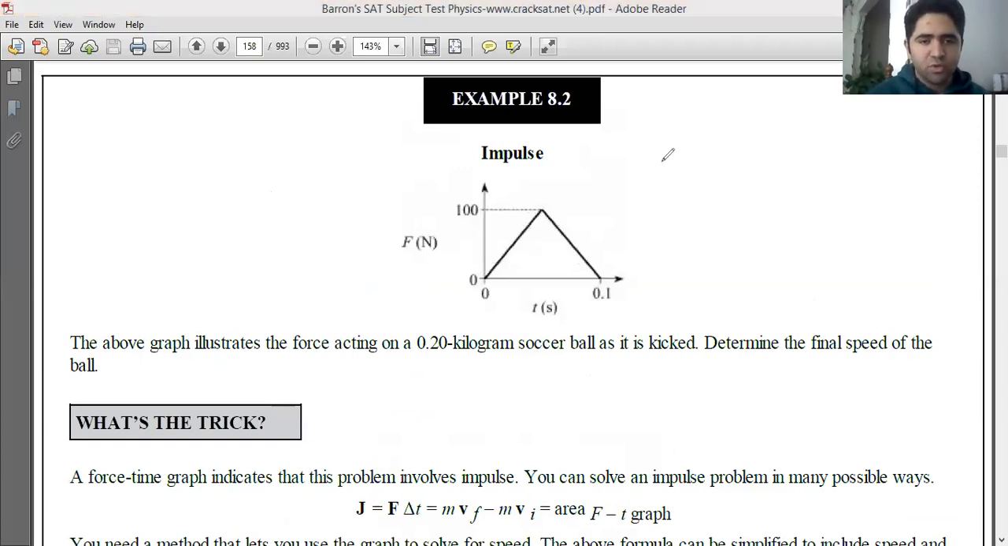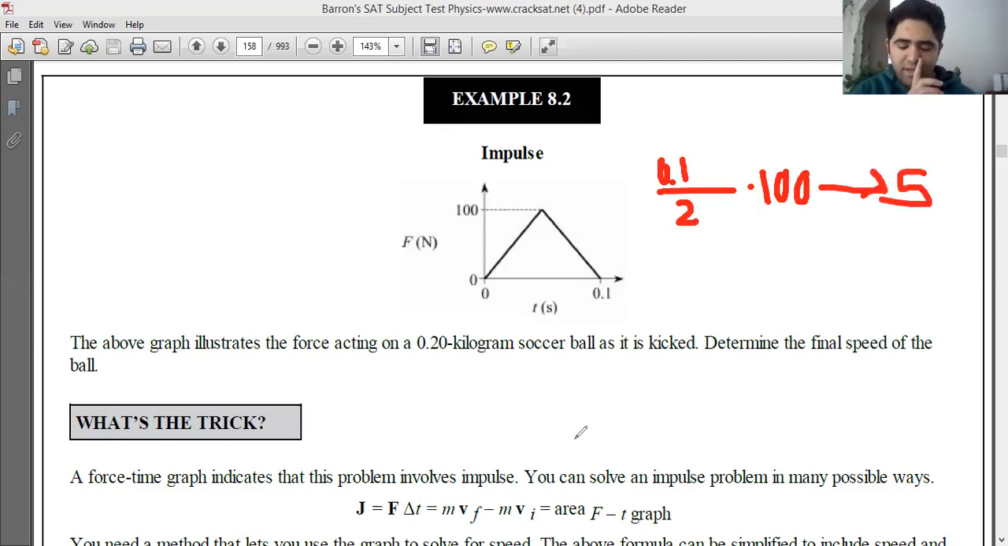That is going to be 0.1, the base, divided by 2, multiplied by the height. So, excuse me, I'm going to go get my calculator. So we're going to divide 0.1 by 2, multiply that by 100, which gives us an impulse of 5.